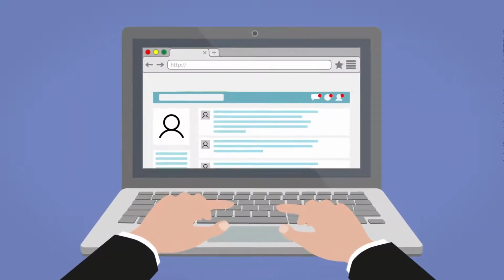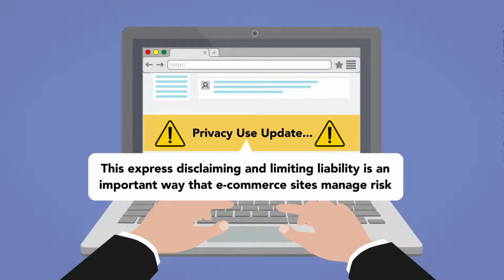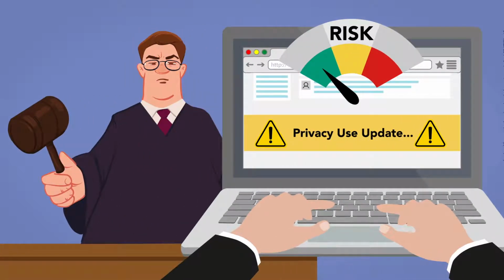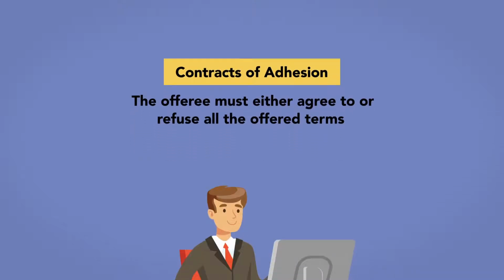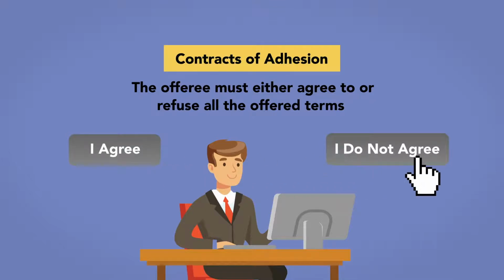Websites also commonly publish notices and disclosure documents required by consumer protection regulations. This express disclaiming and limiting liability is an important way that e-commerce sites manage risk. However, whether they always stand up to a legal challenge is a different matter. Many of these contracts qualify as contracts of adhesion, meaning that the offeree, in this case the website user, must agree to or refuse all the offered terms.